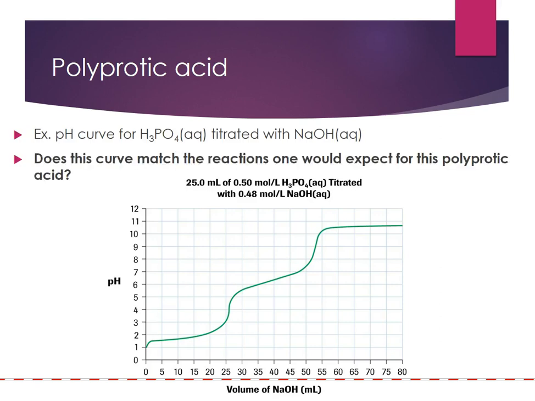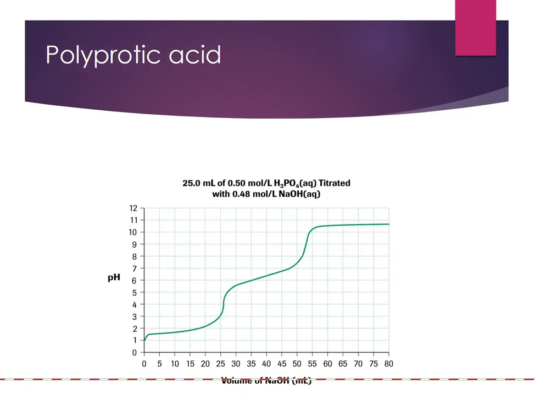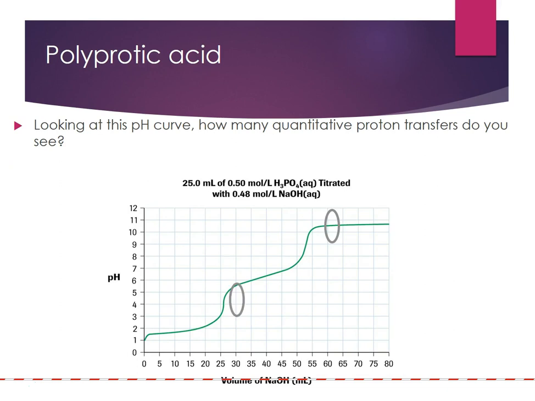Take a look at this titration curve for phosphoric acid being titrated with sodium hydroxide. Is this the titration curve that you would expect? By looking at the pH curve, you may have expected that the polyprotic acid would lose 2 protons. This does not agree with the molecular formula for phosphoric acid, which has 3 hydrogens.